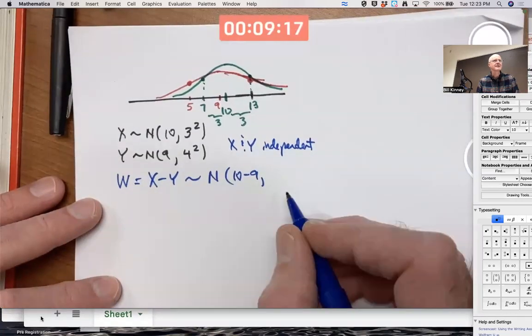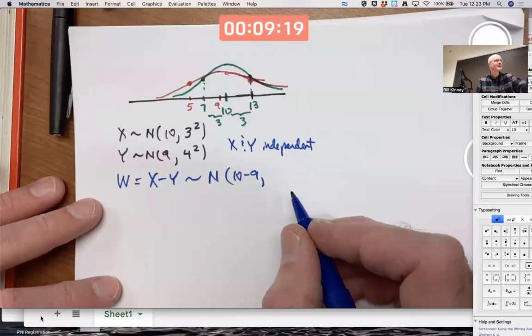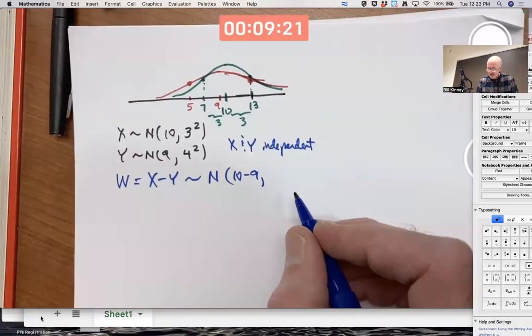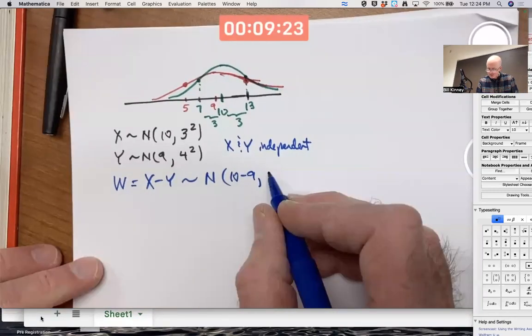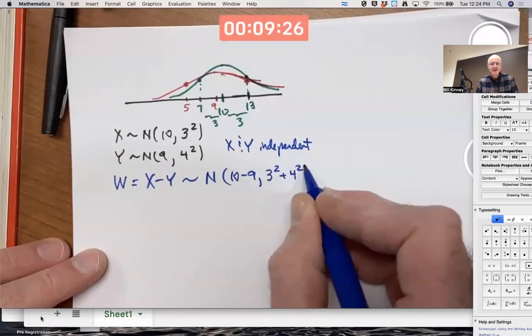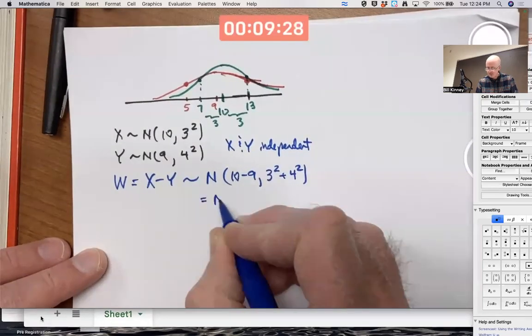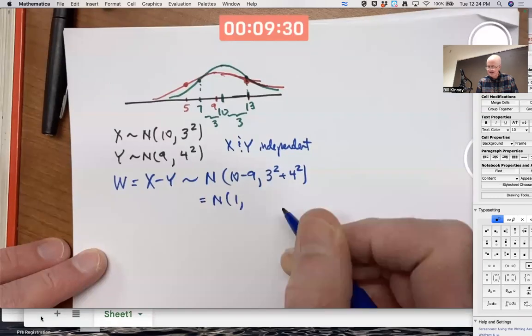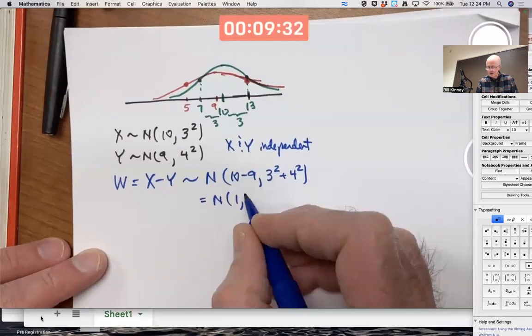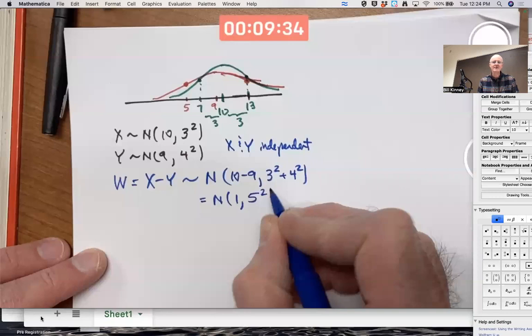What do you do with the variances? You remember? You don't subtract them. Go ahead. You add them. 3 squared plus 4 squared. So this is normal with a mean of 1 and a variance of 9 plus 16 is 25. Hey, that works out nice. 5 squared.